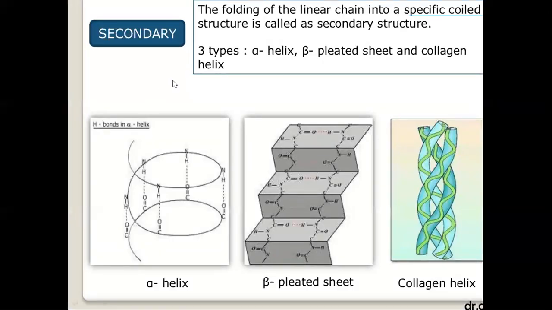Secondary protein structures. These secondary protein structures have specific coiled structures, a linear chain along with specific coiled structures. Here there are three types of secondary structures: alpha helix, beta pleated sheets, and collagen helix. So this is called the alpha helix. This is the beta pleated sheets. The third one is the collagen helix.